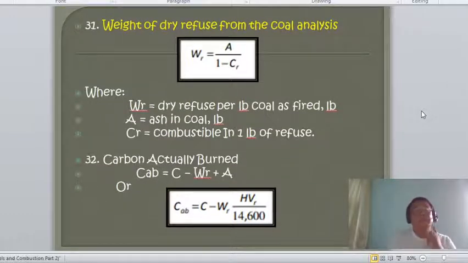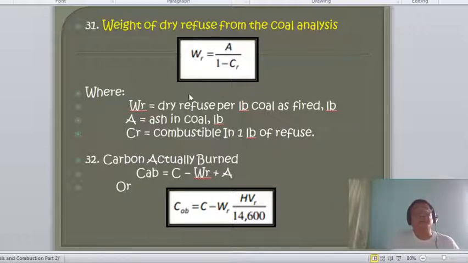So, another is the weight of the dry refuse. Meaning we are not assuming that all the fuels fed to the furnace are burned 100%. Of course, there is a refuse. The weight of refuse is us divided by 1 minus combustible in refuse.